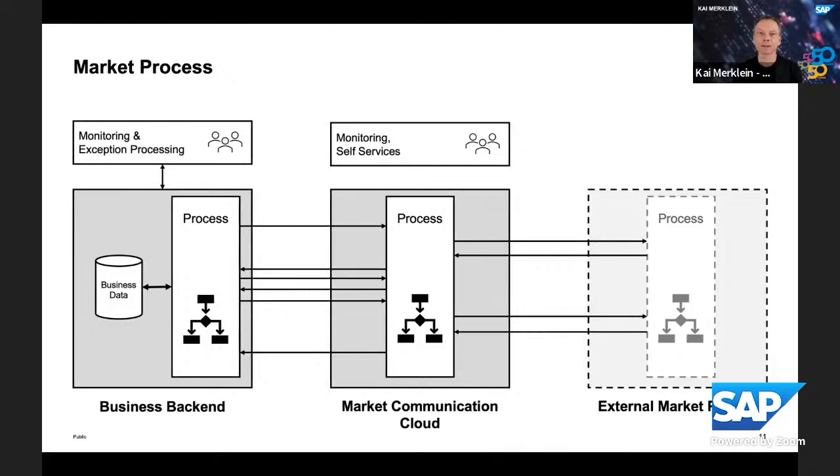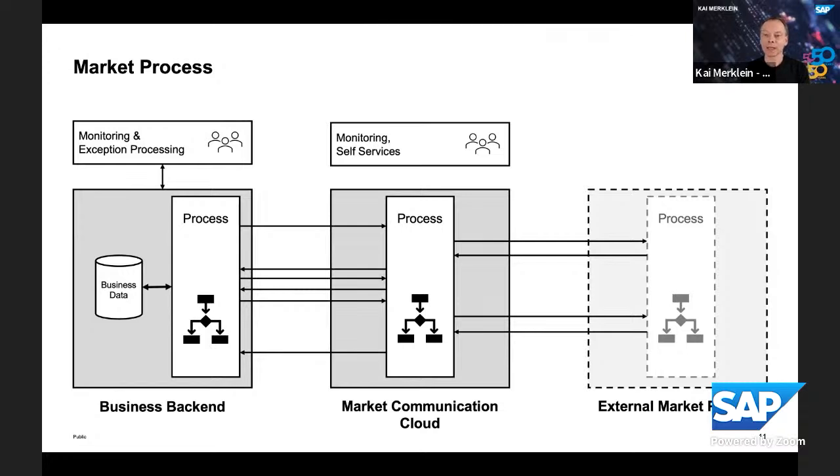Looking at the middle, and this is the part we are talking about today, this is the Market Communication Cloud solution, which is running on SAP BTP. So here we are executing the process, of which Christoph has just shown you a nice example. And on the right-hand side, we have the external market partner. So these are the other utility companies with whom we exchange data, to whom we send these messages. So also here we had already a nice example of this market message just seen before.